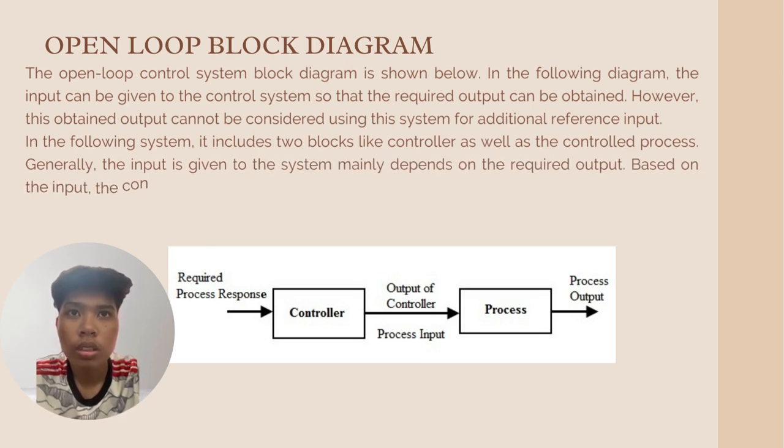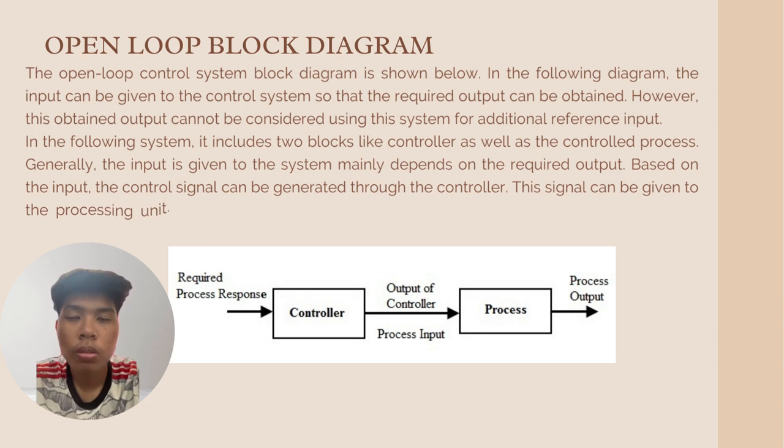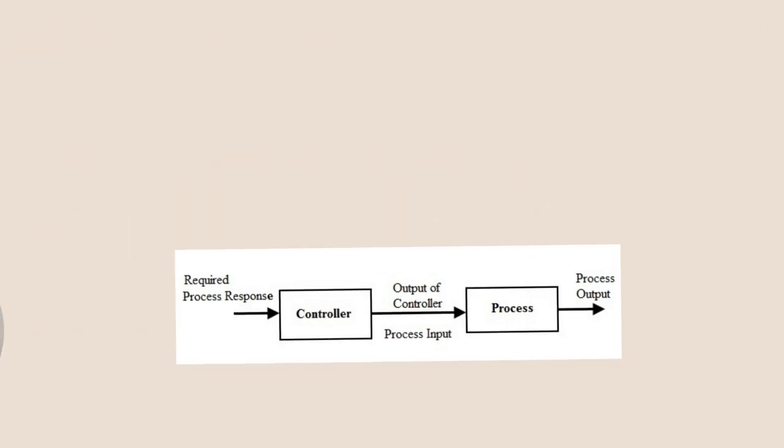Generally, the input given to the system mainly depends on the required output. Based on the input, the control signal can be generated through the controller. The signal can be given to the processing unit. Therefore, based on the control signal, appropriate processing can be performed so the output can be obtained.